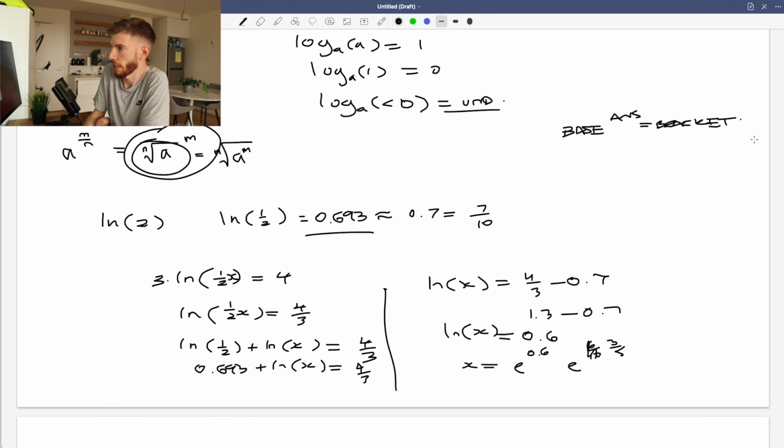It's a very non-mathematical way of thinking of it. And the idea is that the equivalent is a log with a base down here. The bracket is the thing that goes in the brackets. And the answer is the answer.